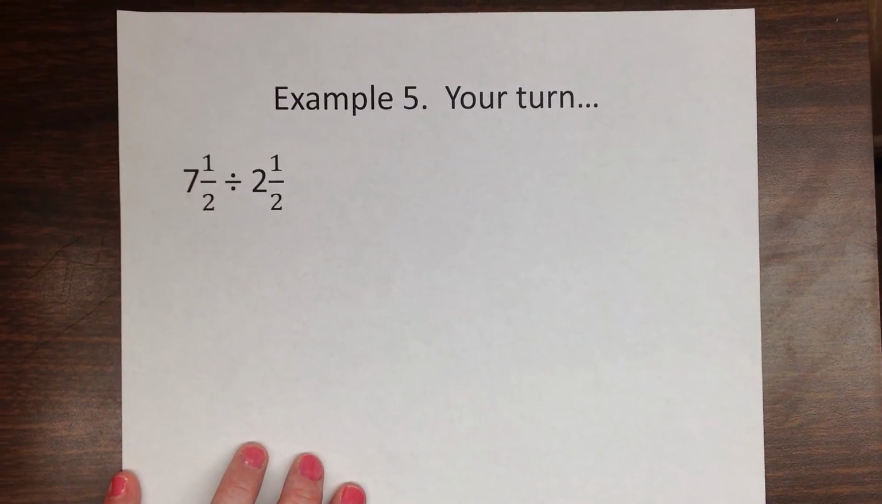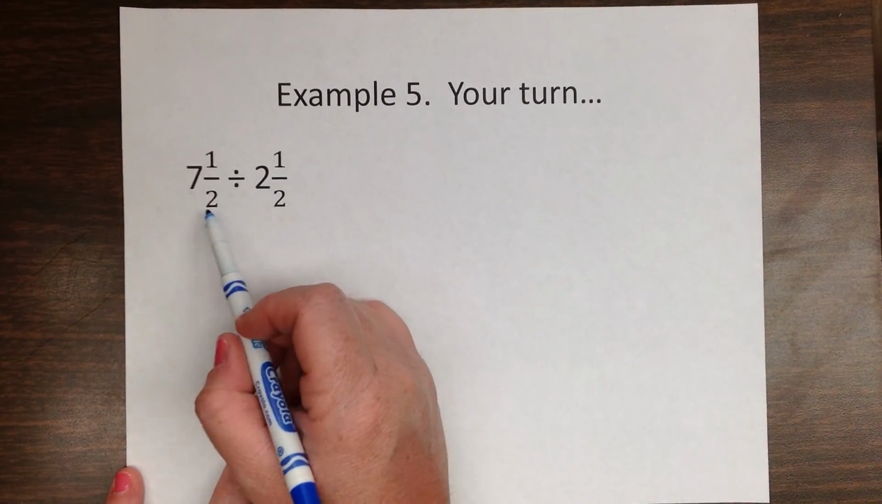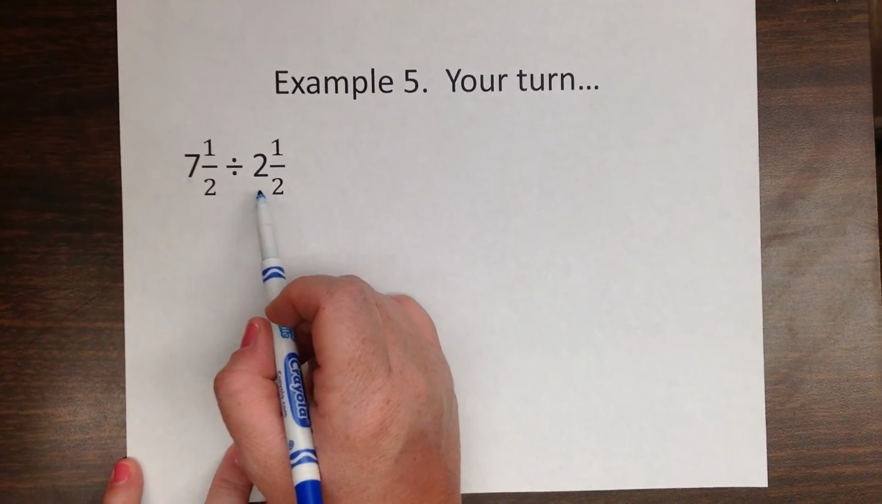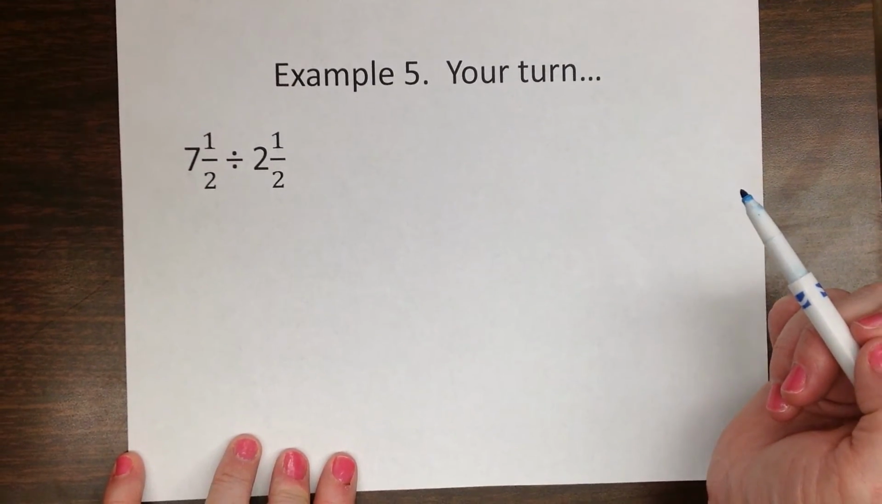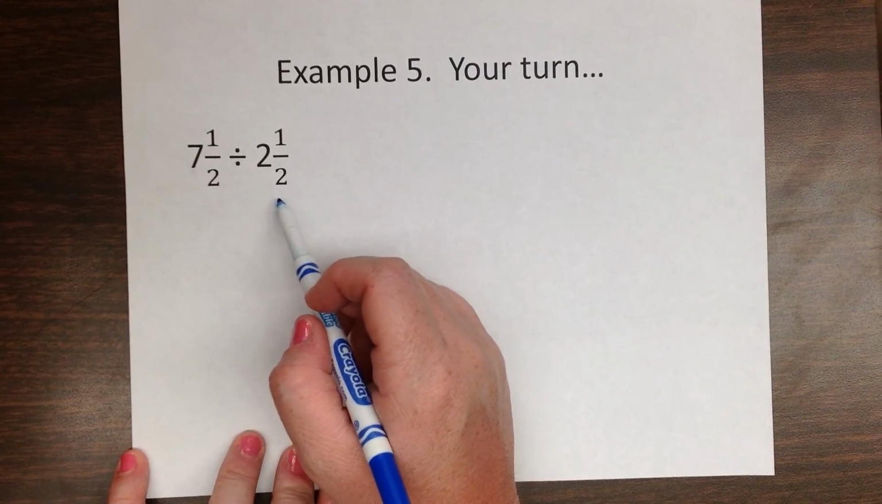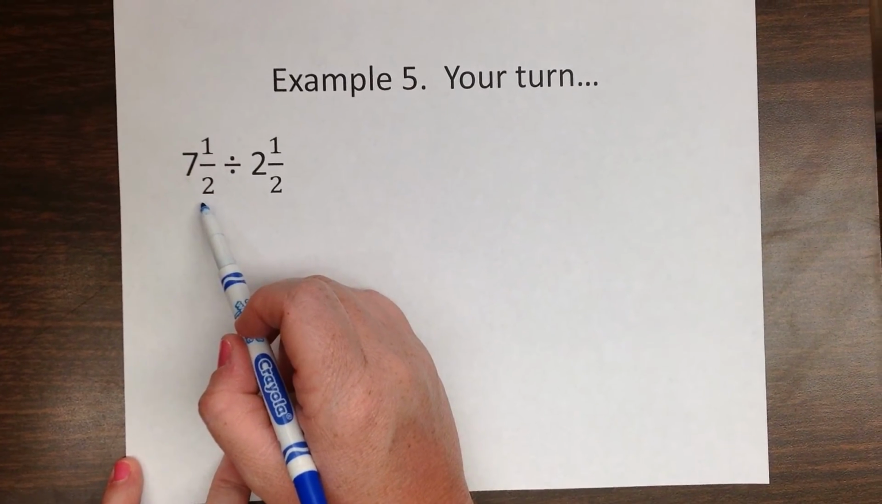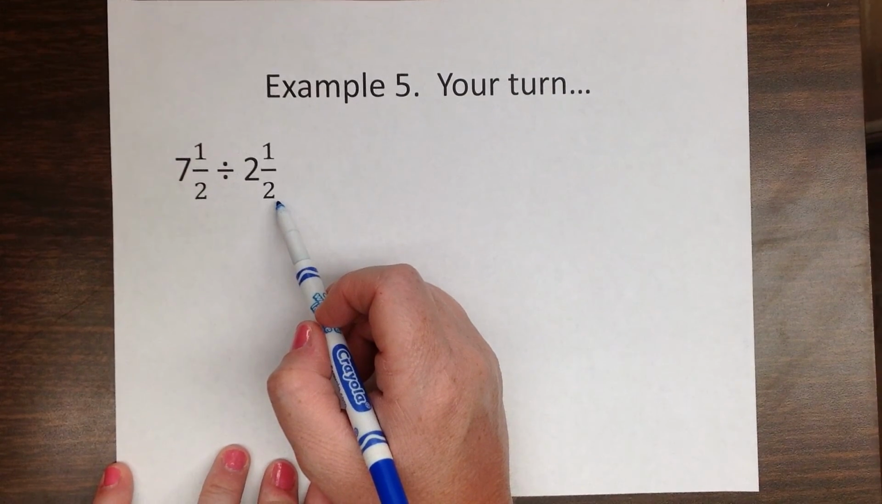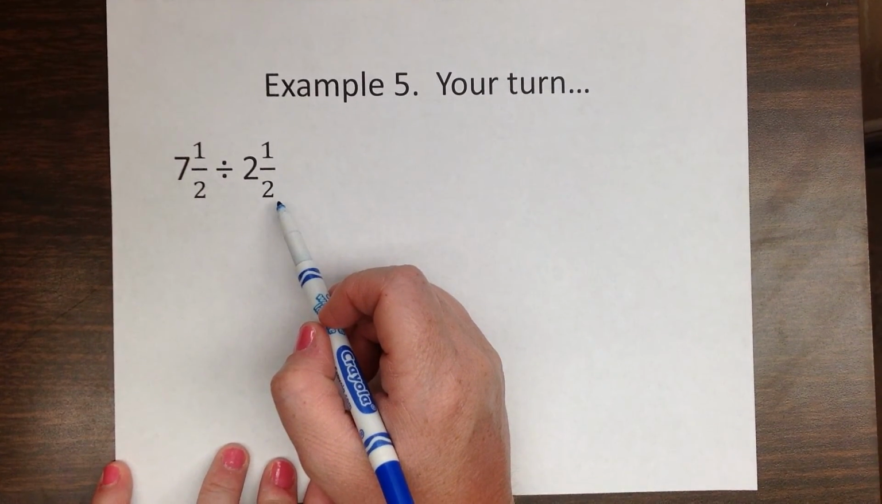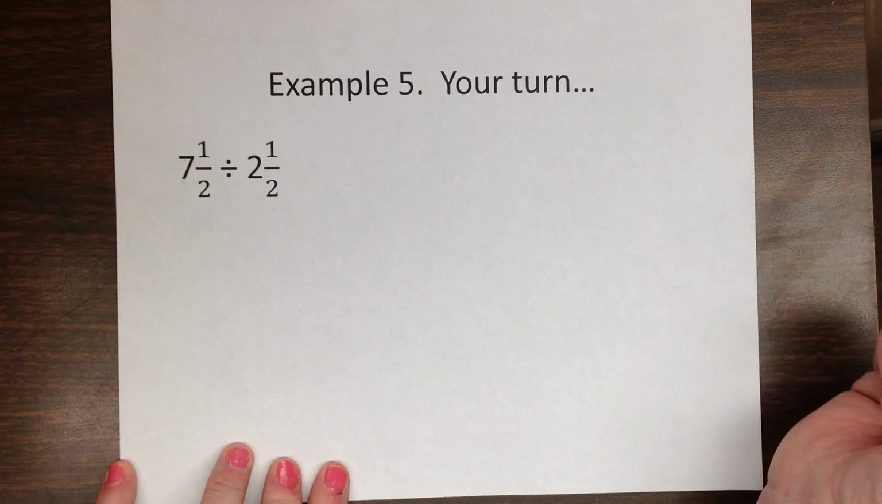Okay, last one, example 5 here is your turn. 7 1/2 divided by 2 1/2. Don't forget, no mixed numbers. Make them both improper first. How many halves are there in 7 1/2? How many halves are there in 2 1/2? Rewrite them as improper fractions, and then you use your reciprocal to multiply.